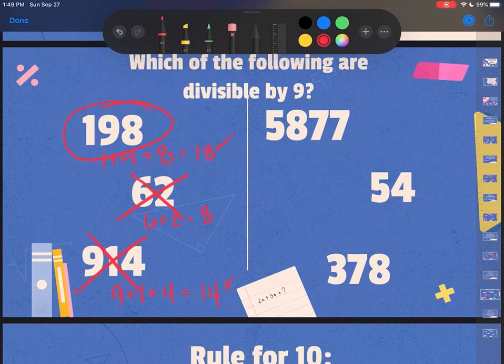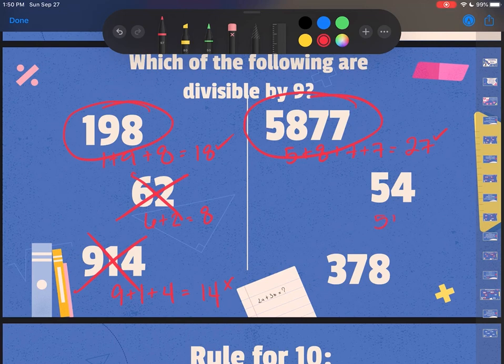So let's try 5,877. So I'll do 5 plus 8 plus 7 plus 7. 5 plus 8 is 13, plus 7 is 20, plus another 7 is 27. So let's skip count by 9. 9, 18, 27. 27 is a multiple of 9, so 5,877 would be able to be divided by 9 evenly.